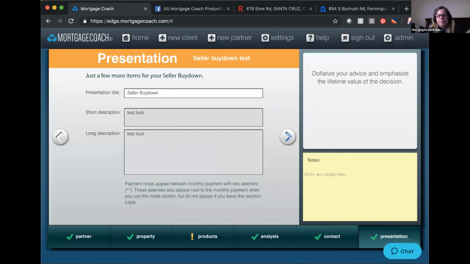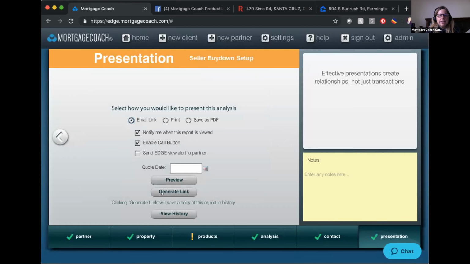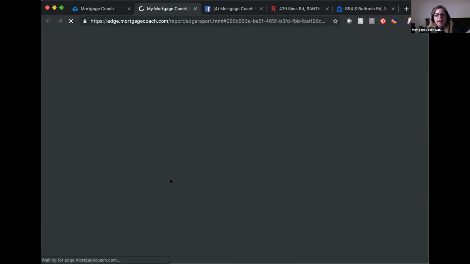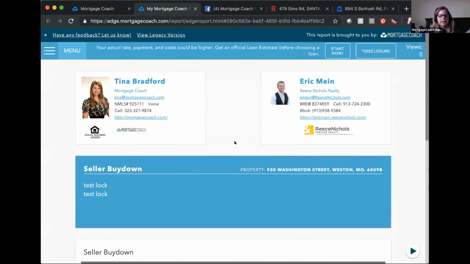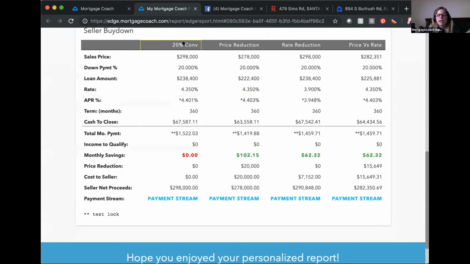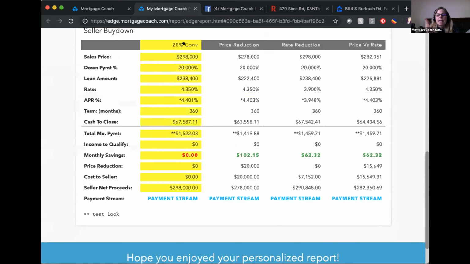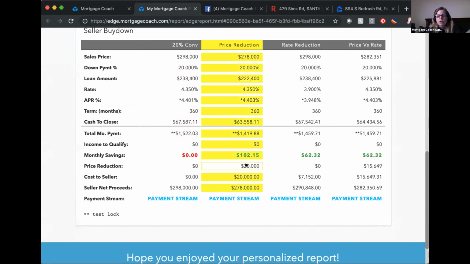And then this one, you have photos available. This is an actual home from my hometown. And then once you go in here, just like he said, you have that first one, basic buy as is today market price. Price reduction based on that $20,000 price drop. How much am I going to save my client? I'm going to save them $102 a month.